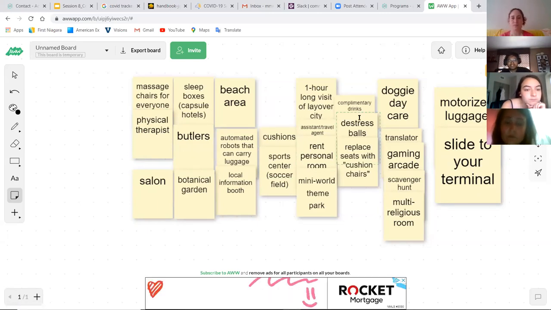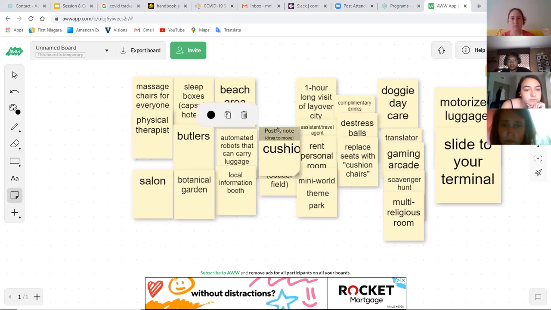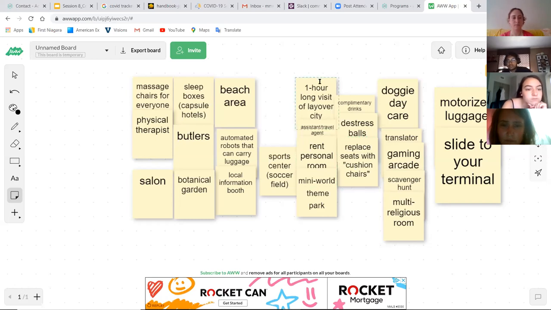These stress balls, I think we could. Oh, cushions, similar to replace seats with cushion chairs. One to 2 hour long visit of Labor City, we could keep complimentary drinks. Well, I guess if you have a butler, your butler could get those, so you could delete that one. Automated robots that carry luggage and motorized luggage. I think that one's going to be different from the other, because motorized luggage you're going to keep with you at all times. Automated robots, they're going to carry, so.